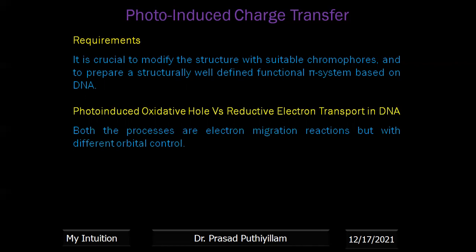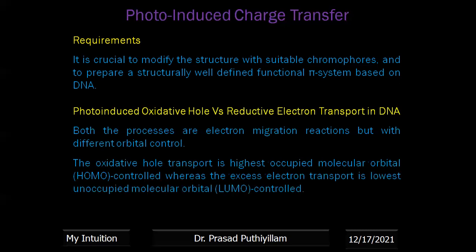In the first case, hole transport, positive charge centers are created by an oxidative process. These positive charges are transported as electrons move in the opposite direction. Or the reductive electron transport; anyhow, it is the electron which is transported. So both processes are electron migration reactions, but with different molecular orbital control. The oxidative hole transport is supported by the highest occupied molecular orbital, whereas the electron transport is controlled by the lowest unoccupied molecular orbital. That means the electron movement takes place in this particular molecular orbital.